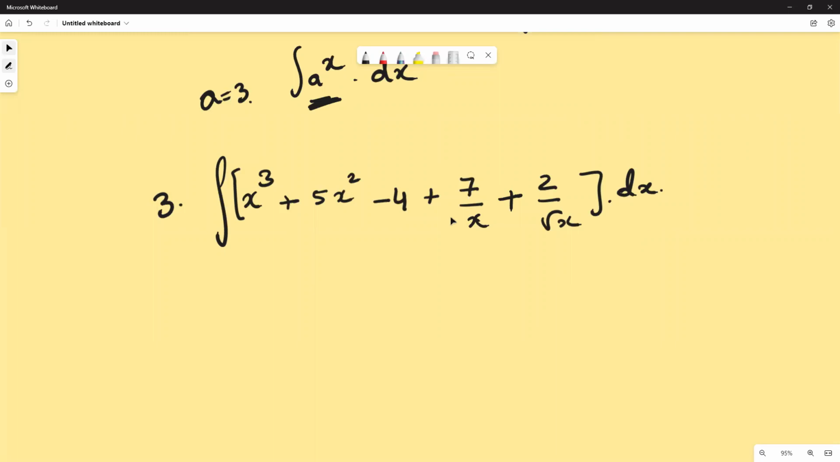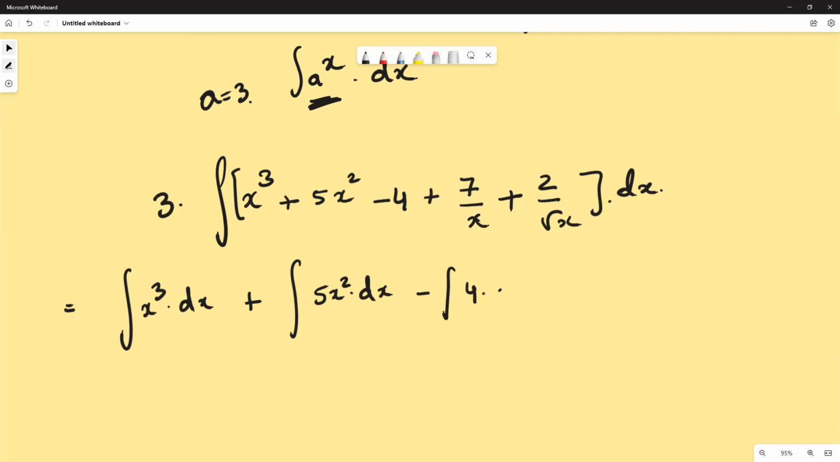Very easy. We are going to take these functions separately and integrate them. Step 1: integral x cube dx plus integral 5x square dx minus integral 4 dx plus integral 7 by x dx plus integral 2 by root x.